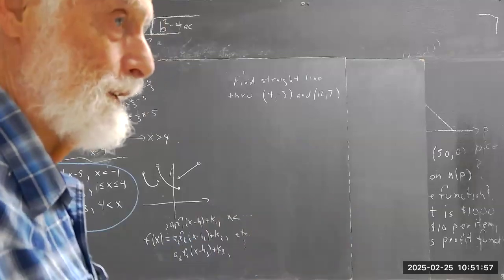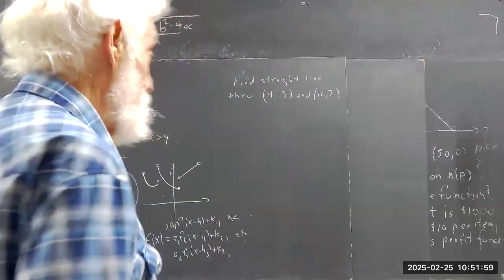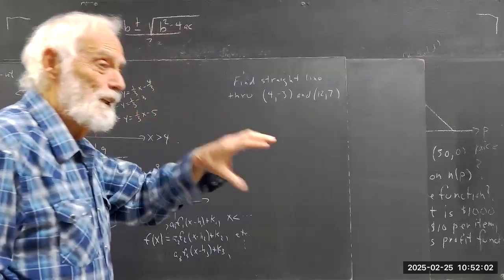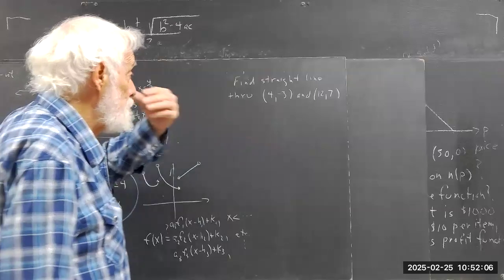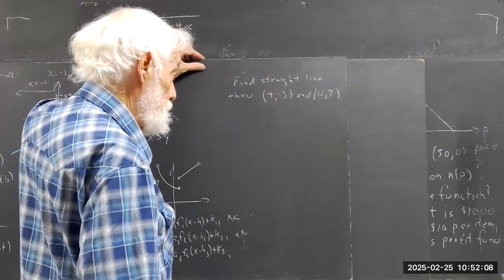Well, I figure more incoherent than I am. So even a little something. Doesn't take much. Okay, so find a straight line through these points.